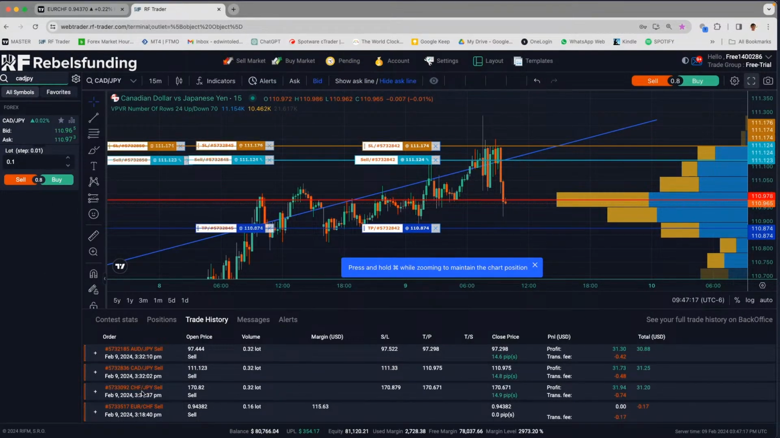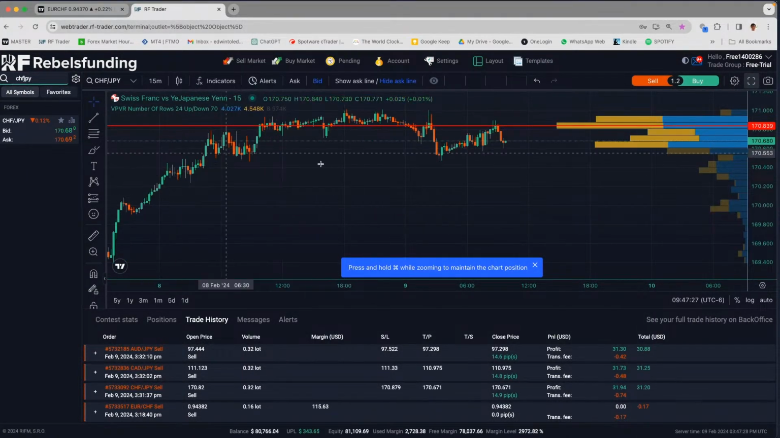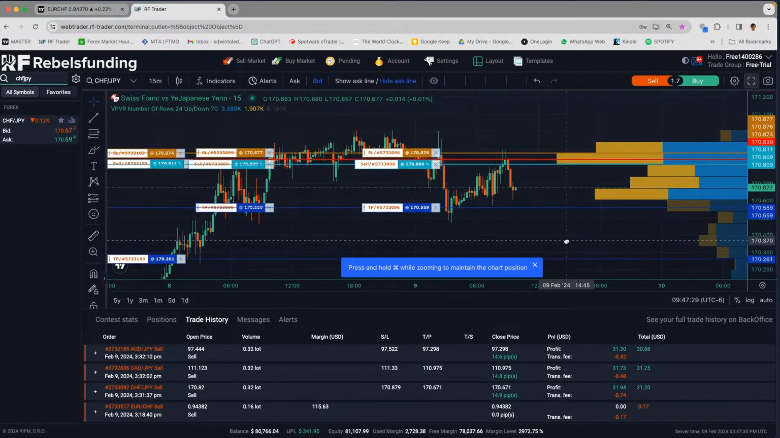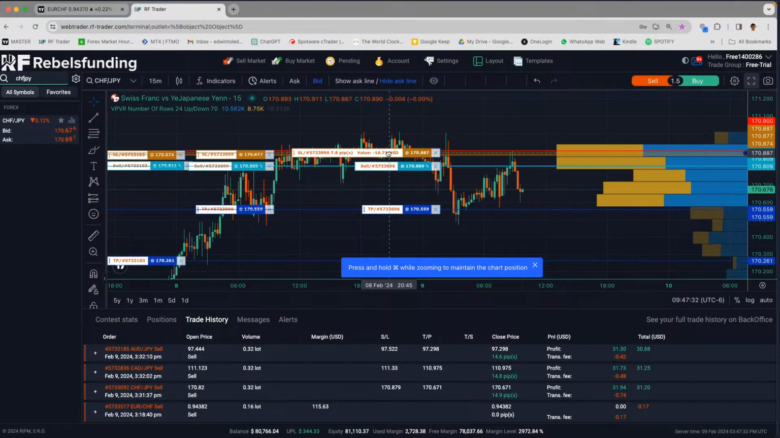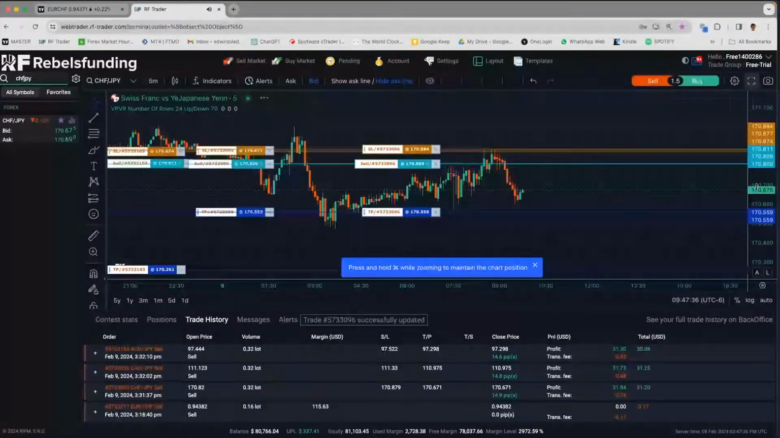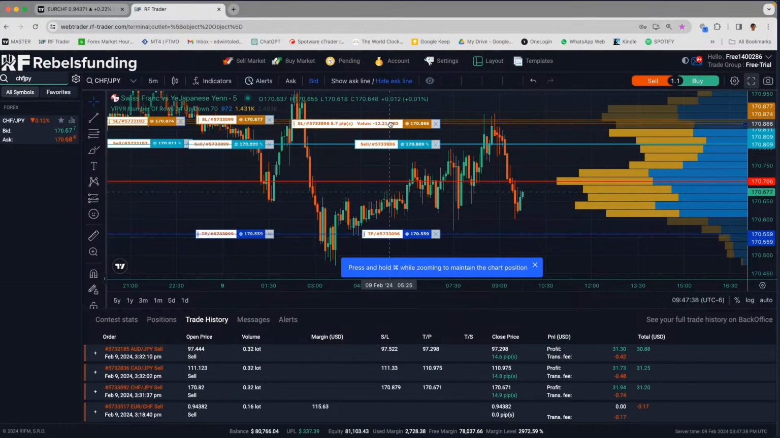We haven't reduced risk on CHF Gen, which also took profit by itself. CHFJPY, it took profit. I think we already did that. No, look, that one moves a lot. Let's do 5 pips.